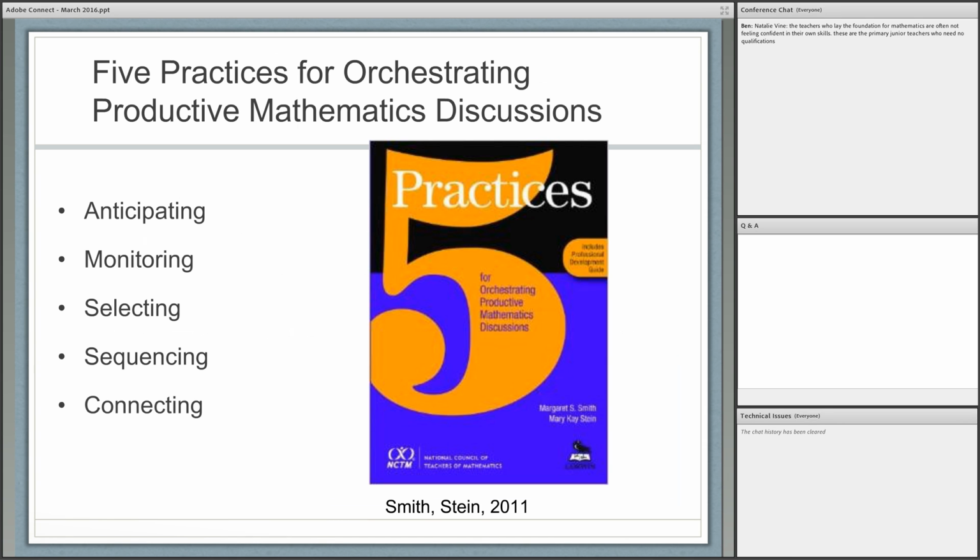One book that I know that some of the work I've been doing with some PLCs around the province seems to resonate well with teachers is this book, The 5 Practices for Orchestrating Productive Mathematics Discussions. And I know if I had the opportunity for you all to raise your hand or something, I could probably see that many of you are familiar with this book or have used this book in a professional learning community.